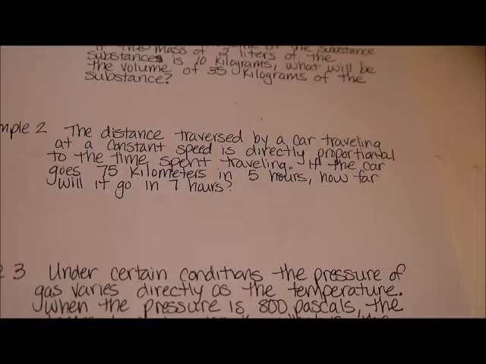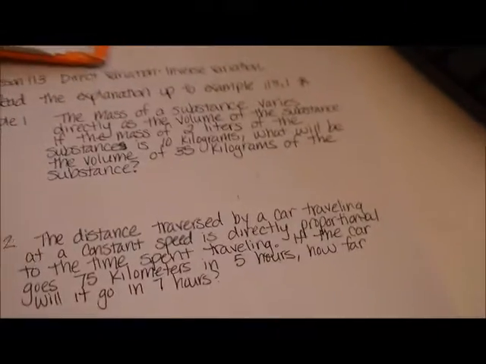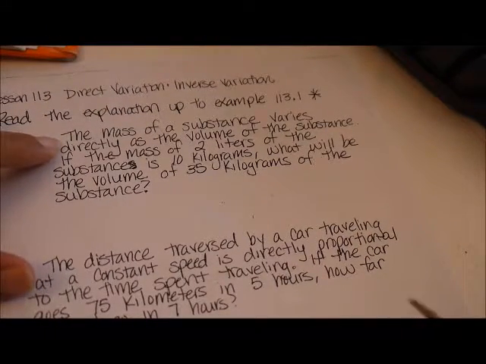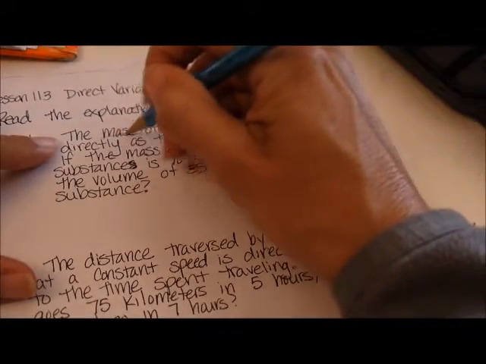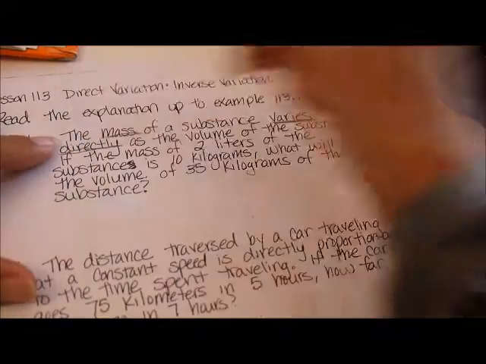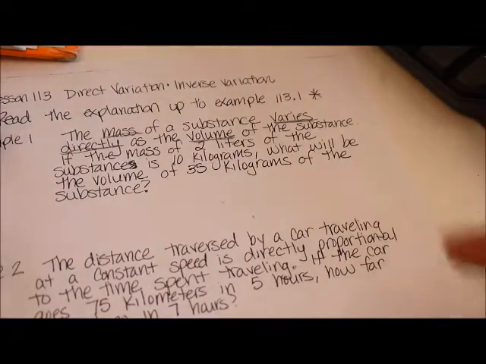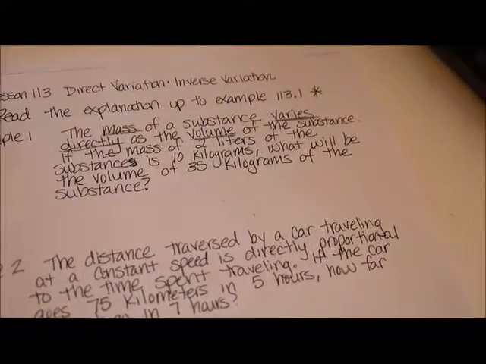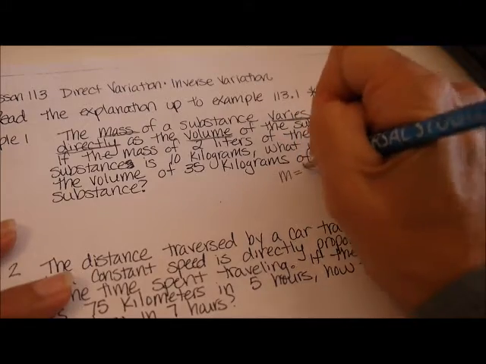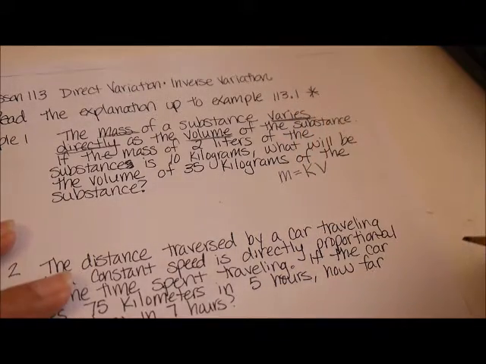Okay, I'm going to go on to your notes. So you should have these printed out. All right, and let's look at this first example. The mass of a substance varies directly as the volume of the substance. So you might say, okay, we've got mass, we've got this thing here, varies directly, and volume. So how would we write that as an equation? Hopefully you're thinking, oh, it's M equals KV.